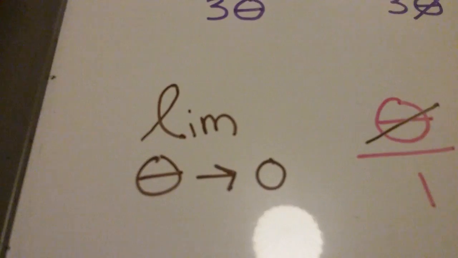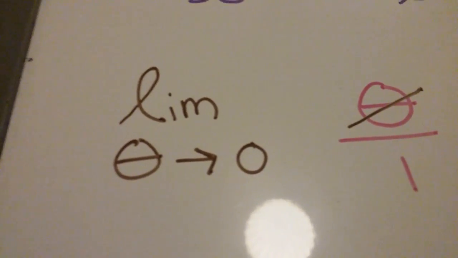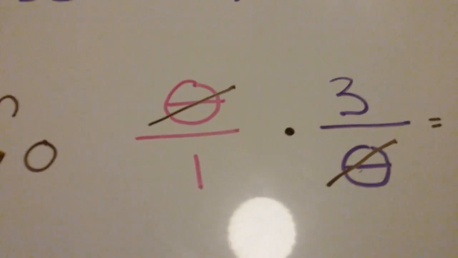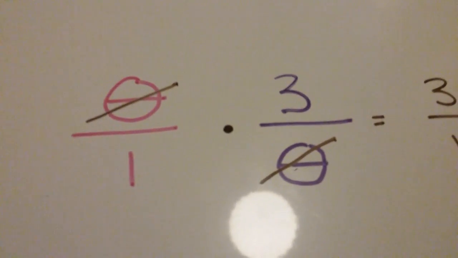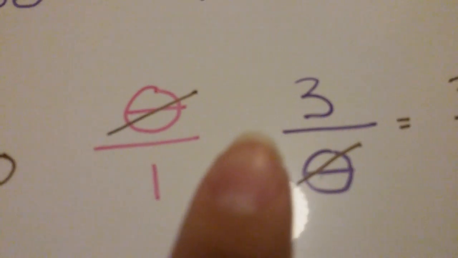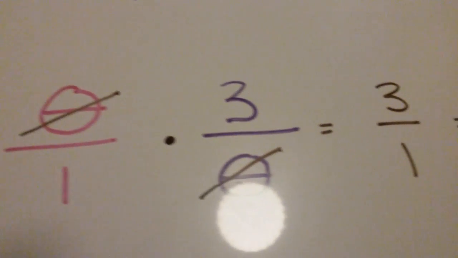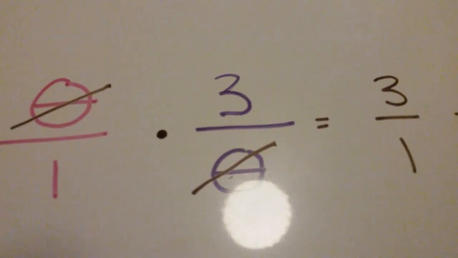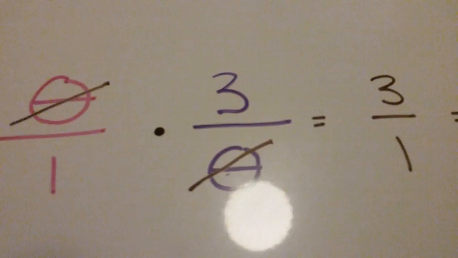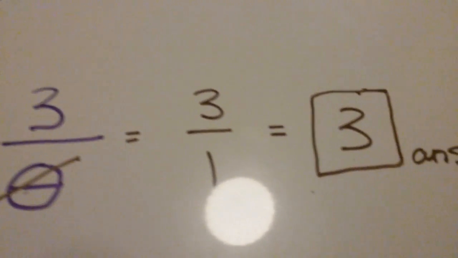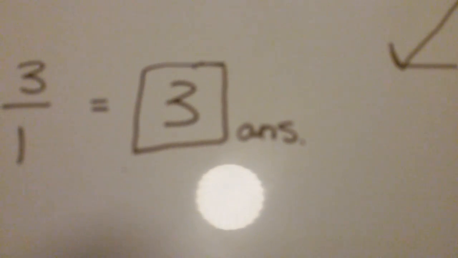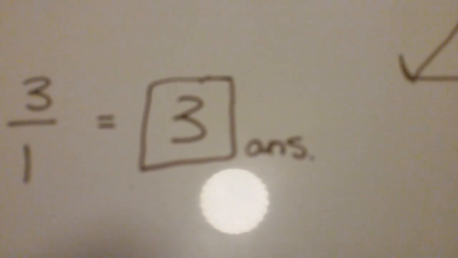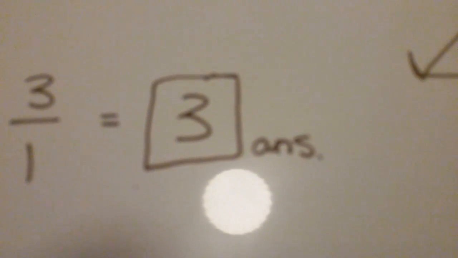All right. So your limit as theta is going to 0. We're going to keep the first value. We're going to change that division that we had there to multiplication right there. And we're going to swap the values. So instead of theta over 3, we got 3 over theta. You can cross out the thetas. You're left with 3 over 1. So your answer for number 41, section 2.4, is 3.